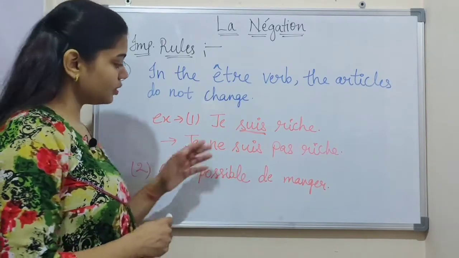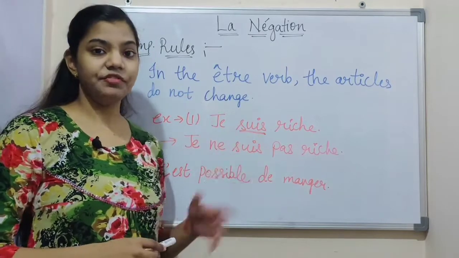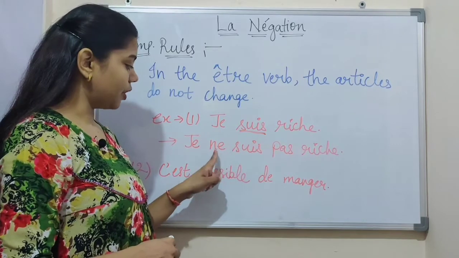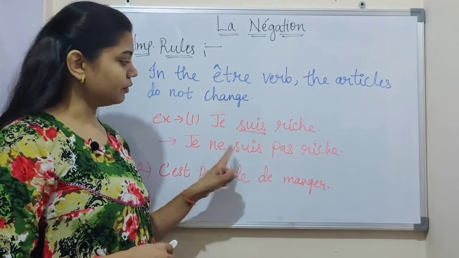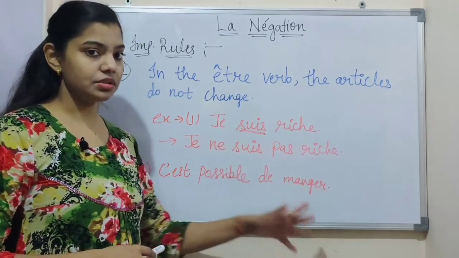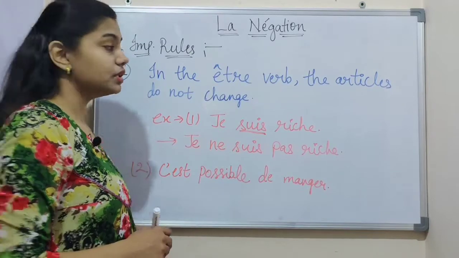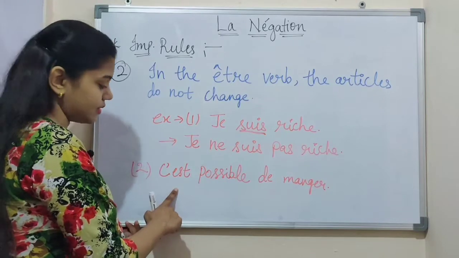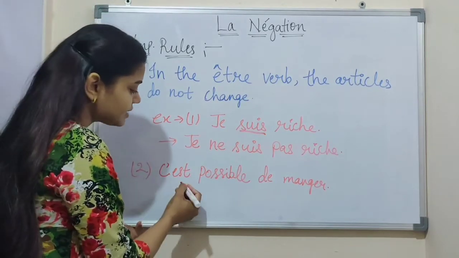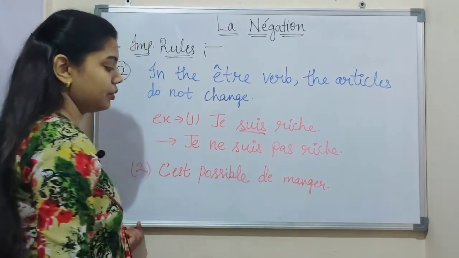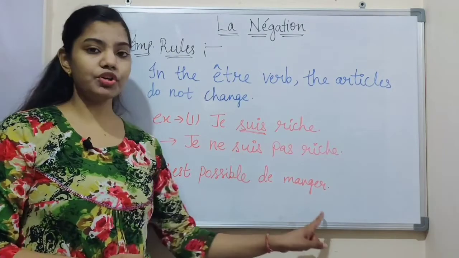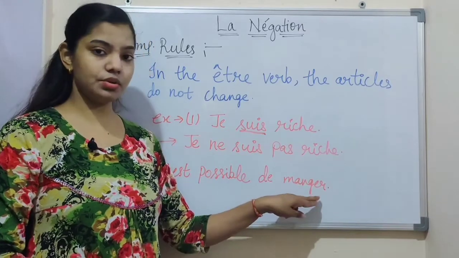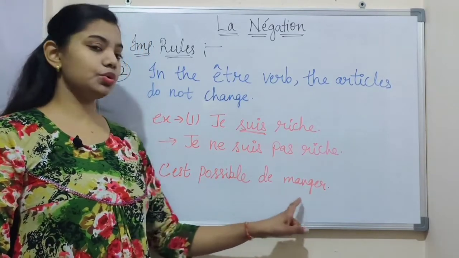So same as before, we put the formula in this sentence. Before the verb we add ne, and after the verb we add pas. Je ne suis pas riche. Okay, now this rule is applied in this sentence, see how. C'est possible de manger. Okay, c'est possible de manger, that means it is possible to eat. Manger means to eat.